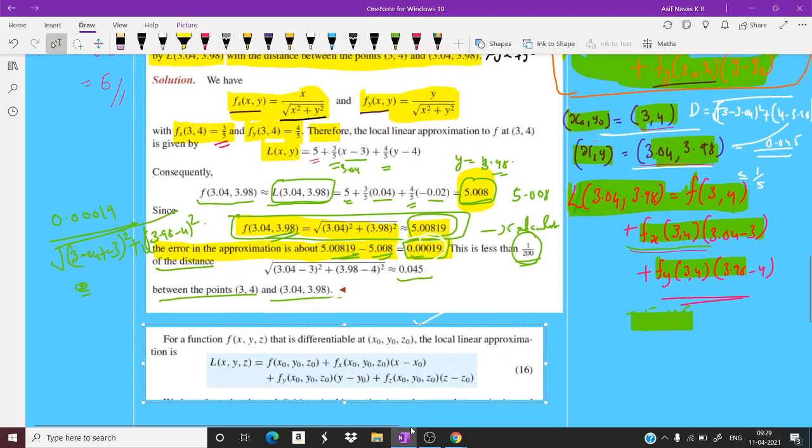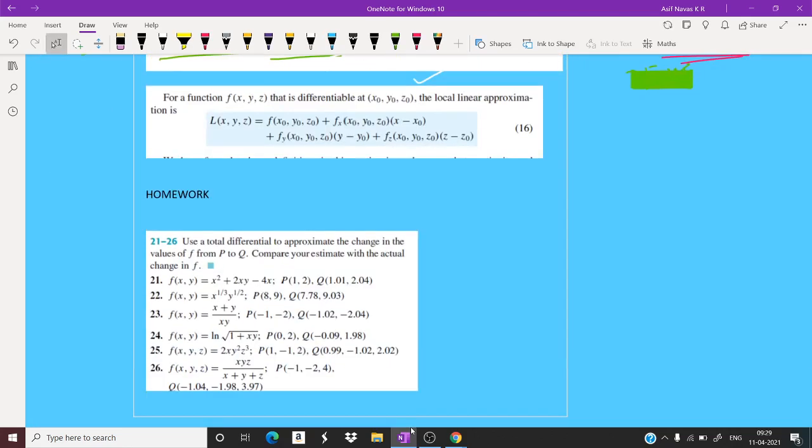Now if we have a function of 3 variables, what will be the formula for finding the local linear approximation? L of (x, y, z) is the same, but here there is one more variable, z. It is f of (x naught, y naught, z naught) plus fx(x naught, y naught, z naught) into (x minus x naught), plus fy(x naught, y naught, z naught) into (y minus y naught), plus fz(x naught, y naught, z naught) into (z minus z naught). You find this value, and you will get the local linear approximation.